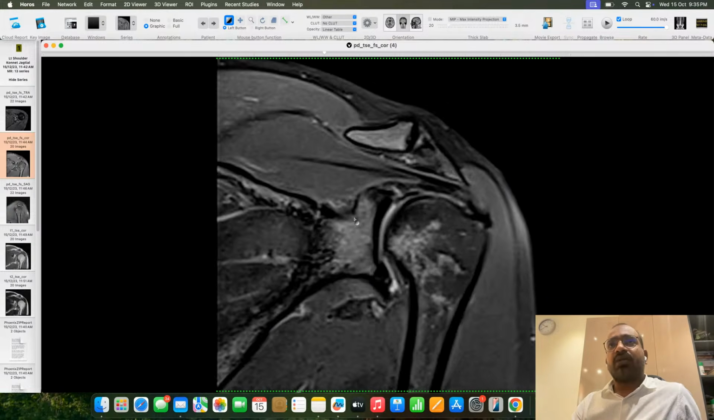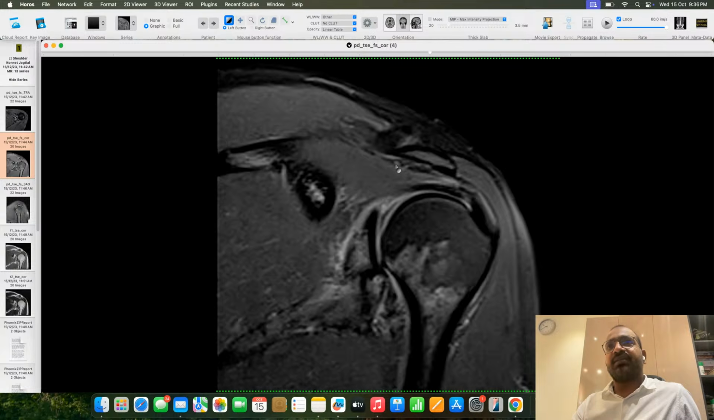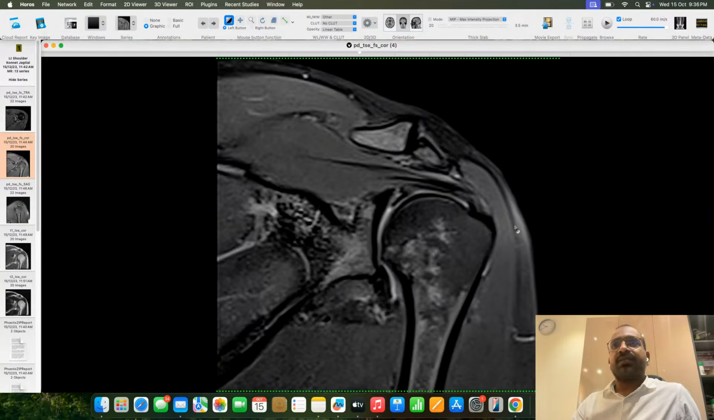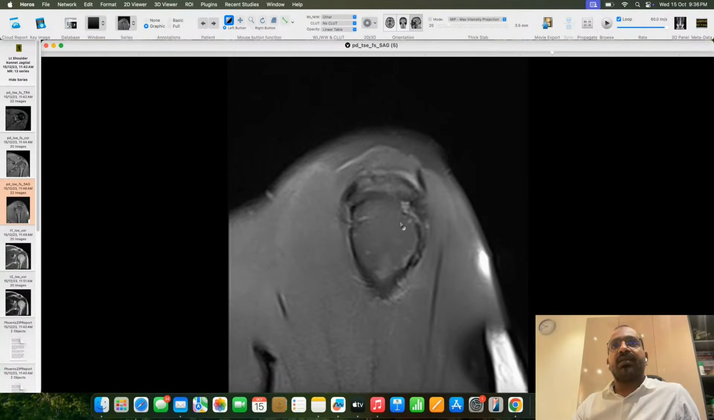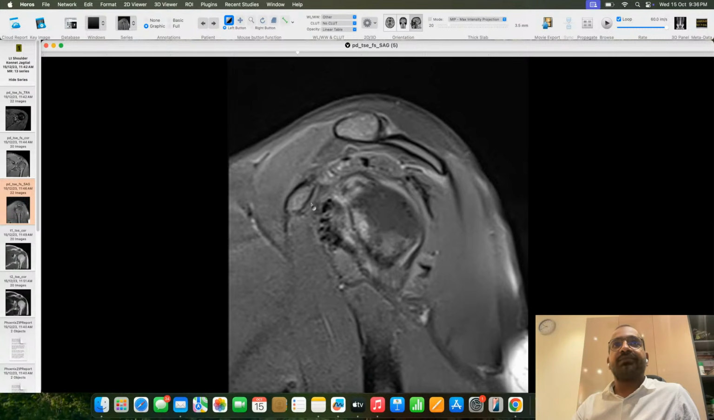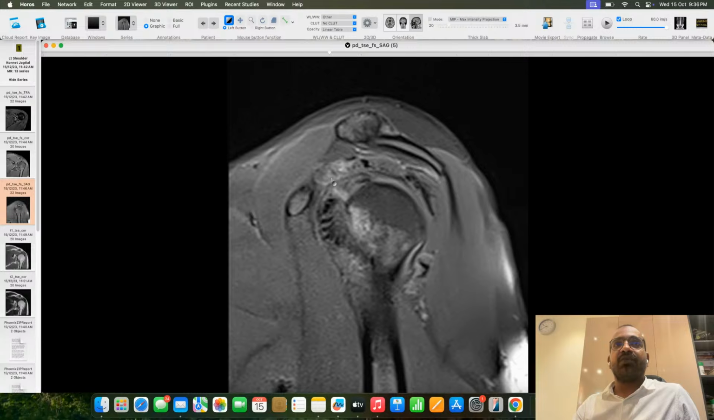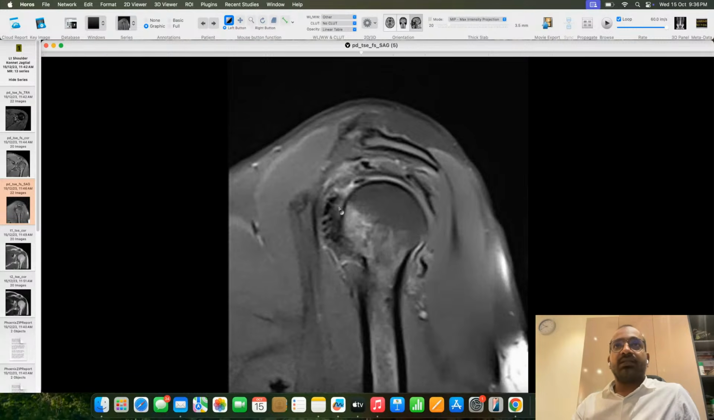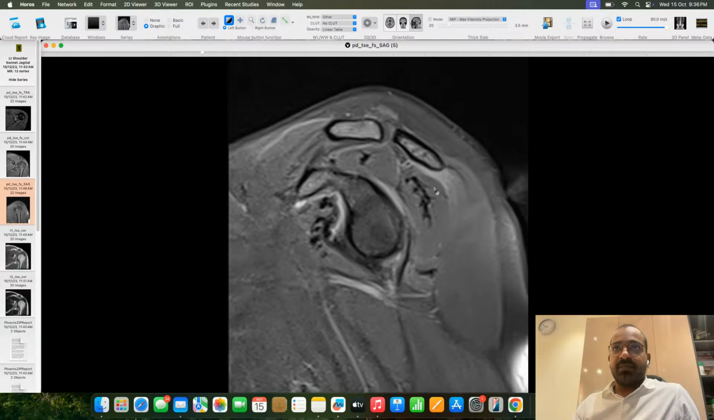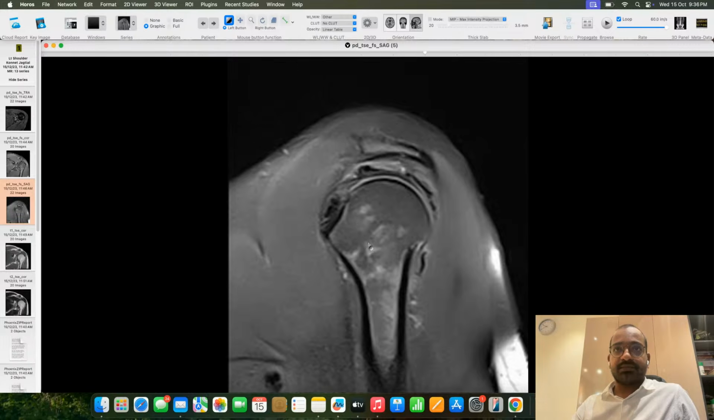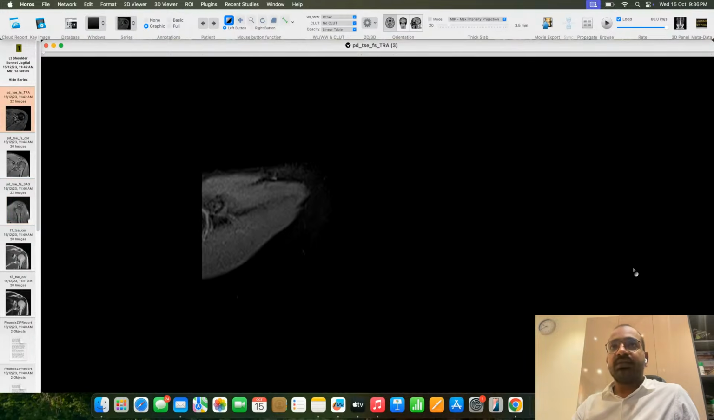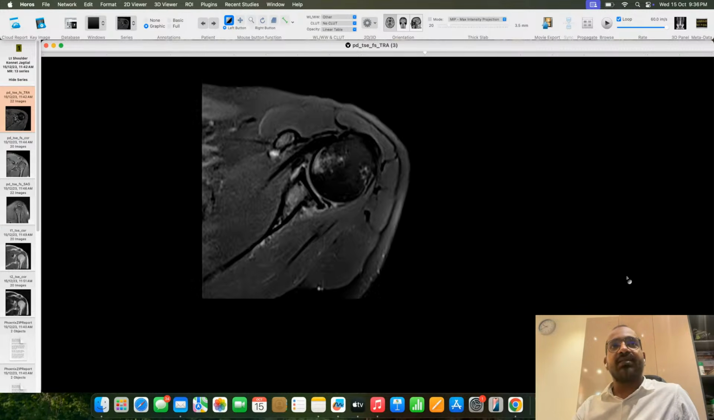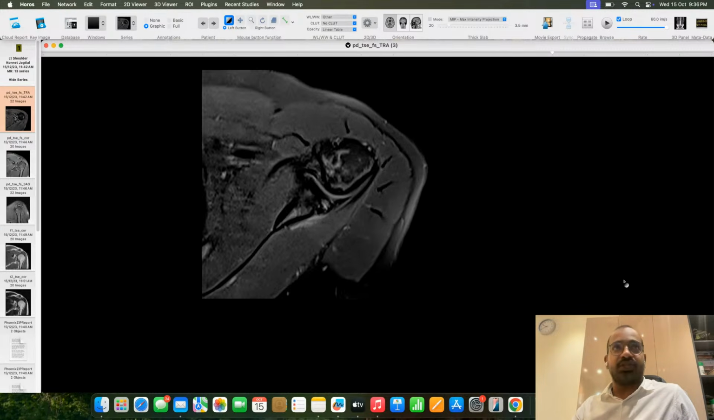So other than that, what are all the other things we have? Mild AC joint arthritis is there. Minimal fluid in the subacromial and subdeltoid bursa. Okay, so the muscles of the rotator cuff are showing edema. Mild inflammation and thickening of the coracohumeral ligament and inflammation in the rotator interval. See this muscle edema sitting over here. Yeah, so this is a reverse Hill-Sachs and reverse Bankart lesion.